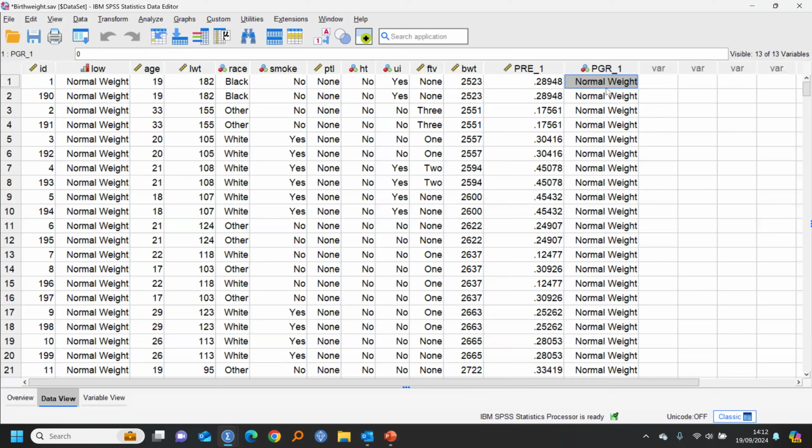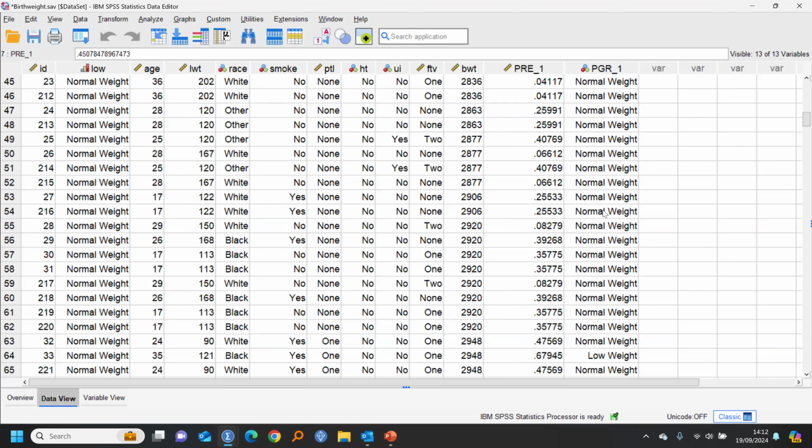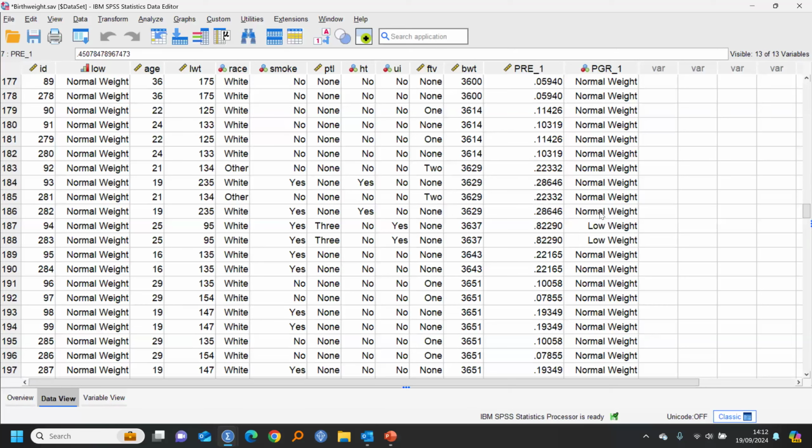You can see it says, I'm predicting this person to be normal weight. Why? Because the probability of them being in the low birth weight group is 0.28, that's 28%, maybe 29% here. 17%, I'm going to predict them to be normal. 30% chance of them being in the low birth weight group. 45%. You can see they're starting to get to some groups here where it's a 45% chance of them being low birth weight. It's quite high, but so far it looks all right. So as we get down to the predictions for the low weight, you can see that these are over 50%.